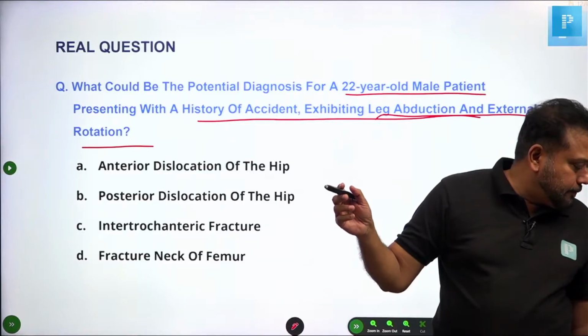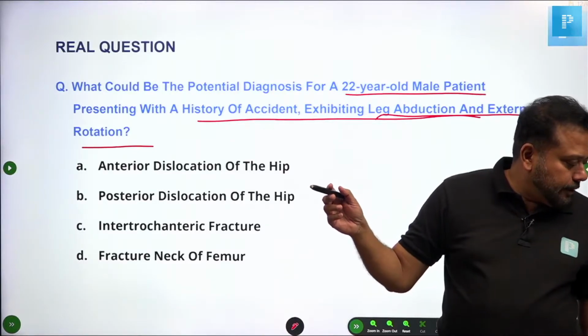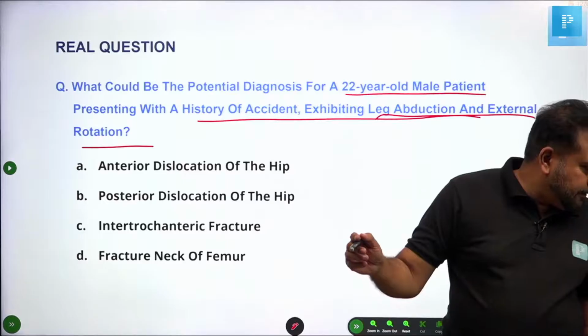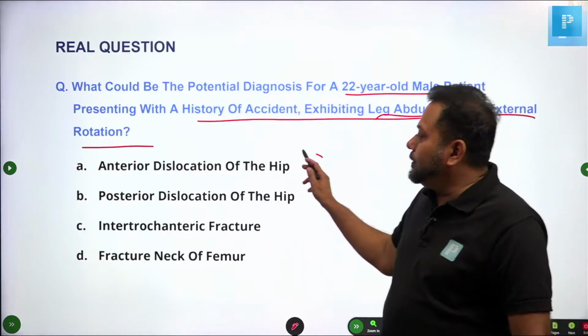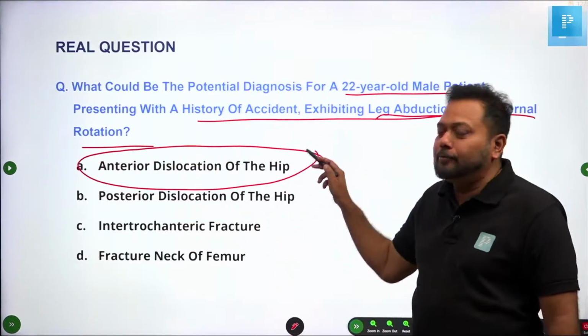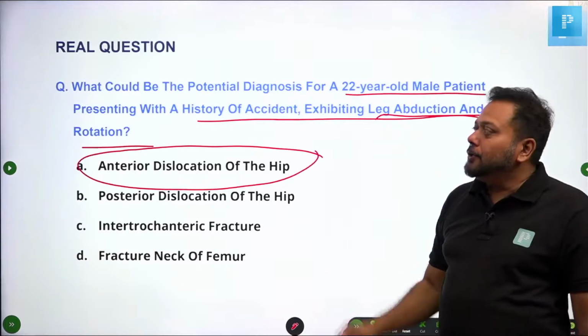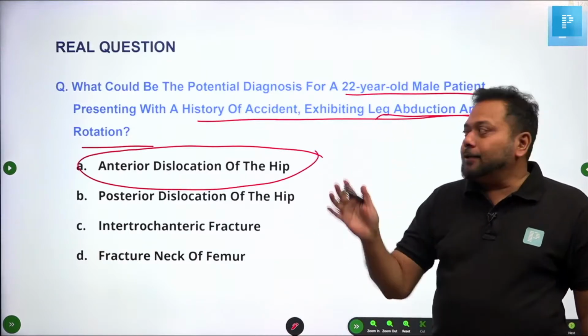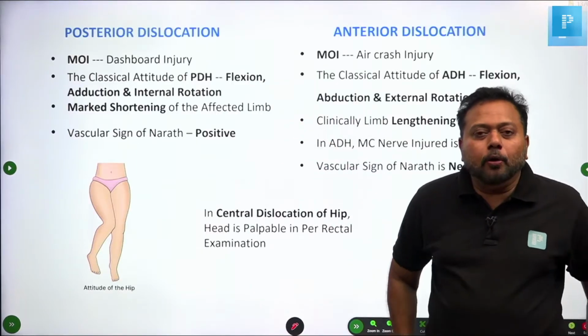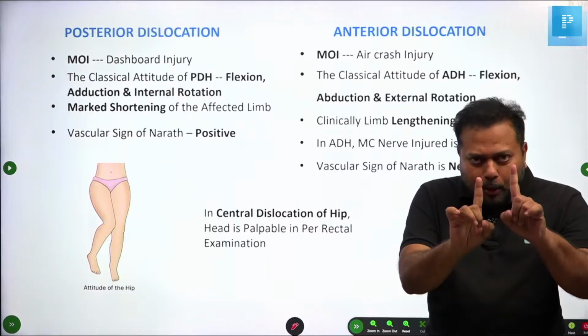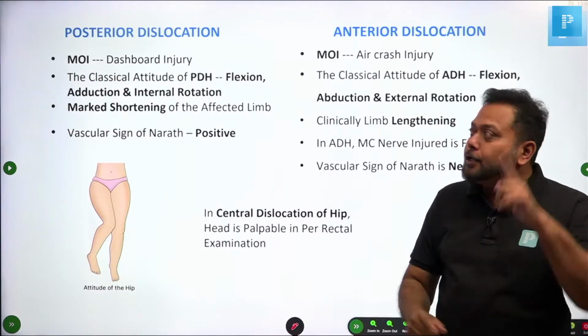Yes, anterior dislocation of the hip. Very good. Excellent. So, abduction, external rotation. You see this slide. We are going to revise hip dislocation in 1 minute.